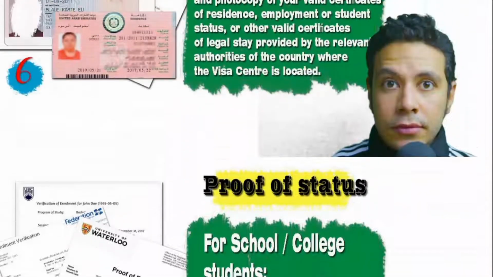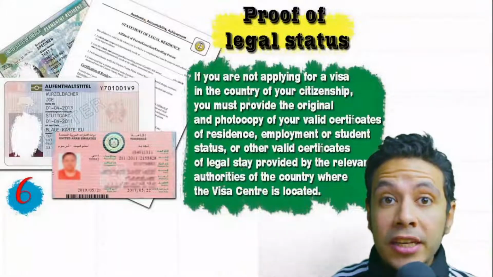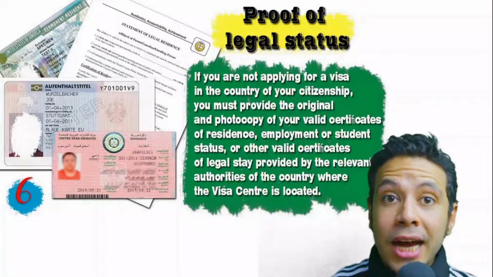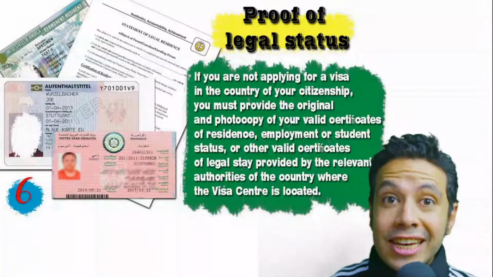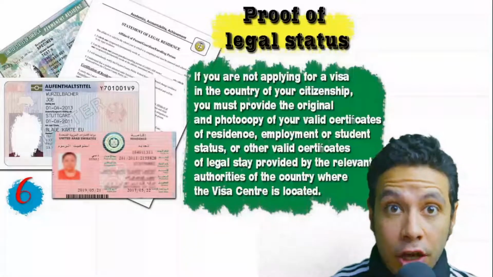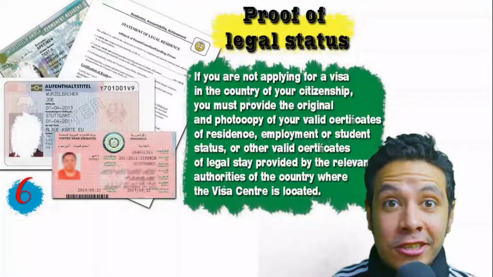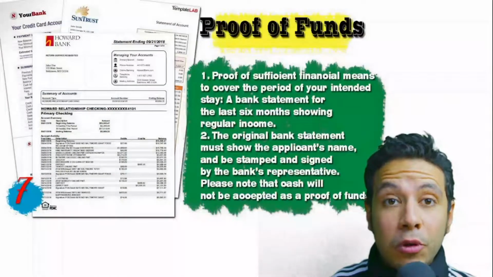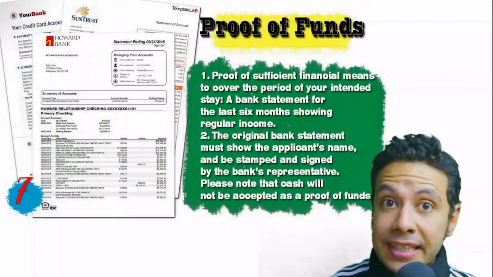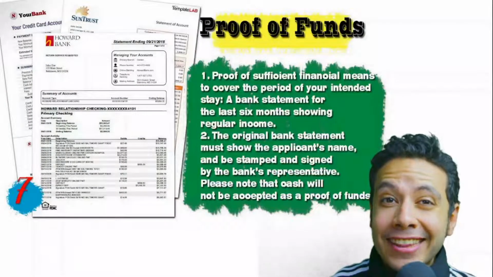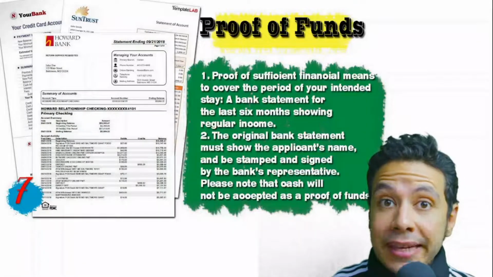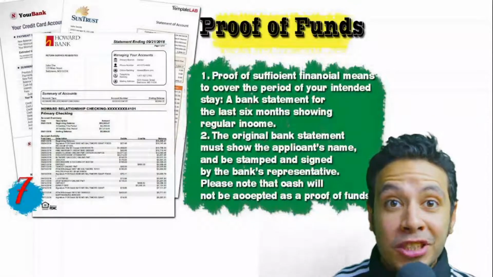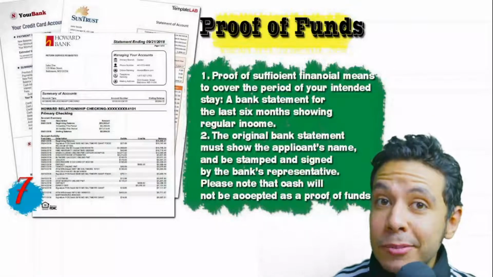In certain cases, you might be applying from a country different than your own country. At that moment, you will need to provide a proof of legal status, which is a certificate of legal residence in this country. And in some cases, a valid residence visa for this country can also be accepted. You will also need to provide a proof of sufficient funds, which is a bank statement stating your balance for at least 6 months. The original bank statement must show your name and should be signed and stamped by the bank representatives. And remember that cash will not be accepted as a proof of funds.